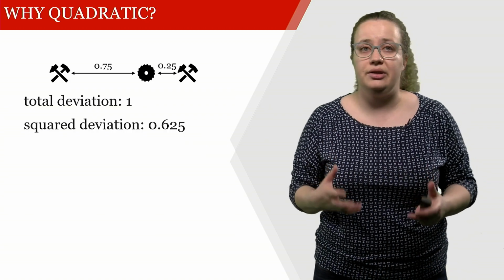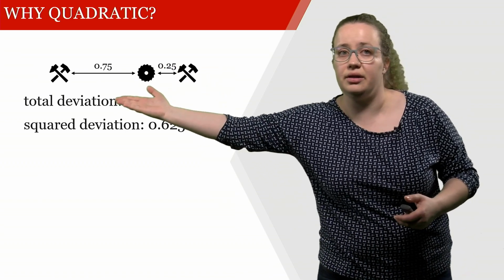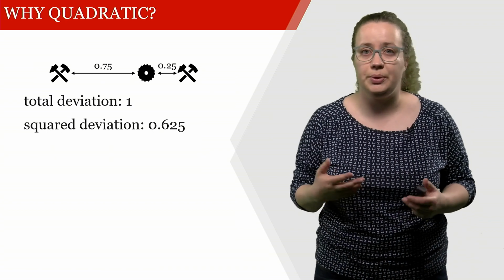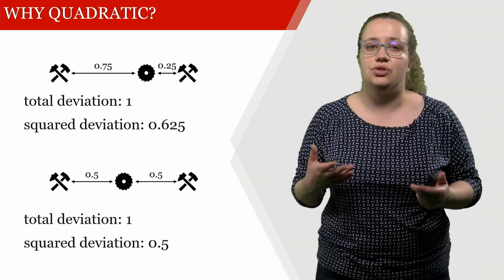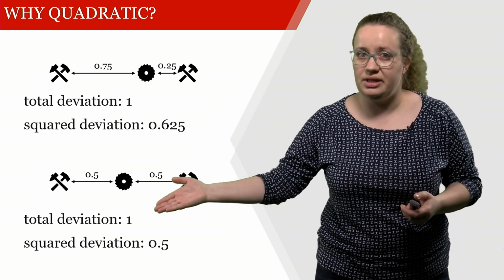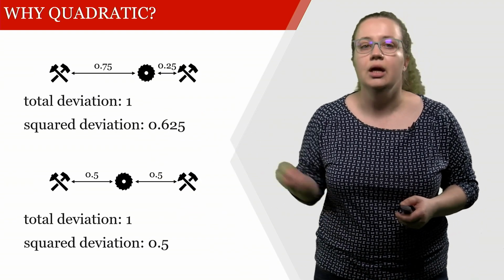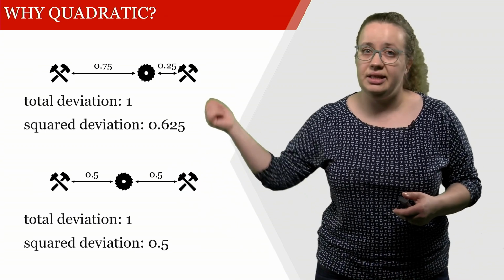If we're looking into this setup, so we have a sawmill here and we have the workshops here and here, we have a total deviation of 1 and we have a squared deviation of 0.625. If, however, we're looking into this setup, then we also have a total deviation of 1. So by total deviation, these two are not differentiable. But if we look into the squared deviation, then this one is clearly better than this one.